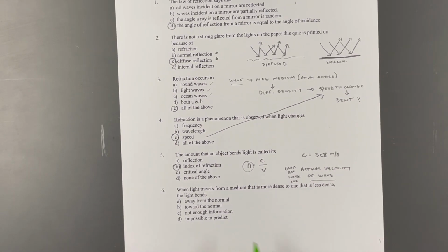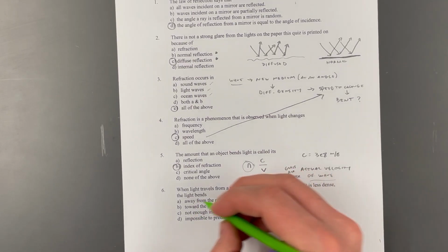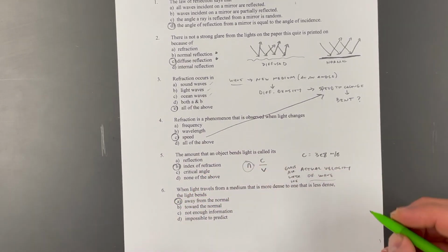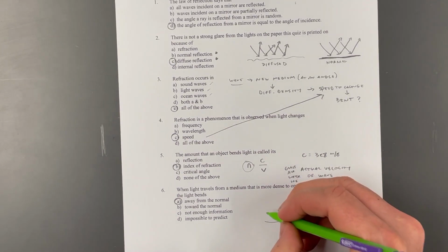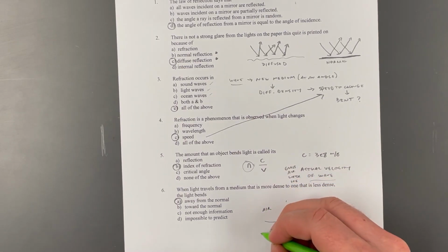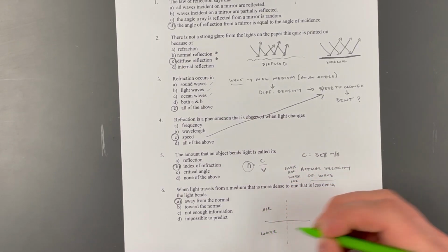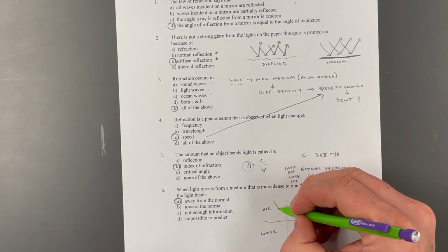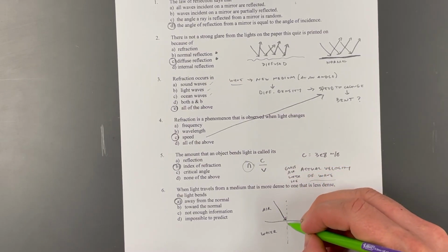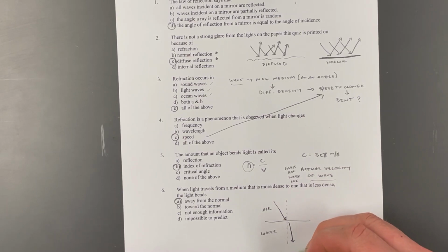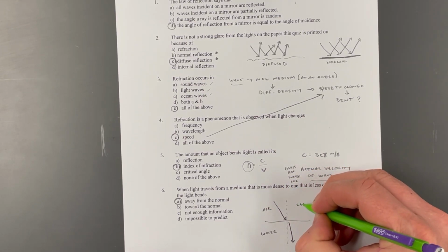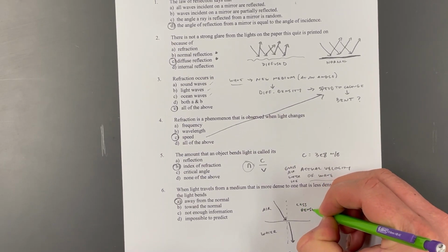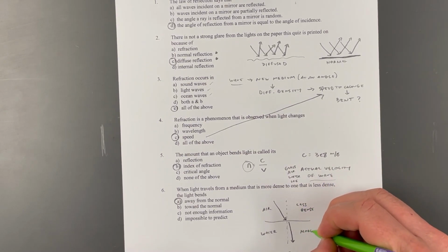Number 6, when light travels from a medium that is more dense to less dense, light bends away from the normal. So if I have a light wave coming in and it's going from air to water, let's just say, all right, as it goes in from air to water, it's going to get bent towards the normal because it's going from less dense to more dense.